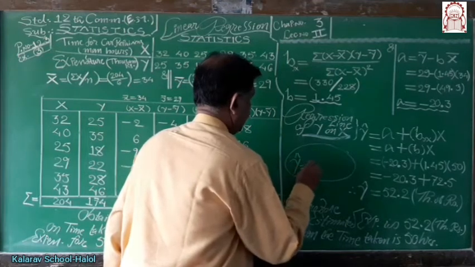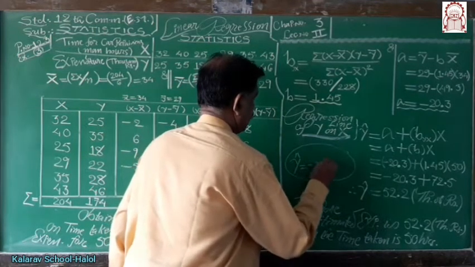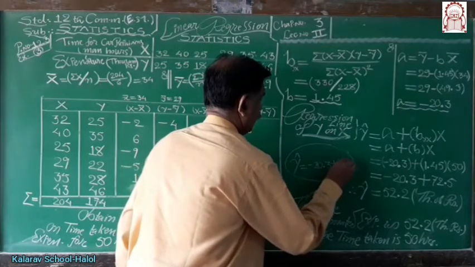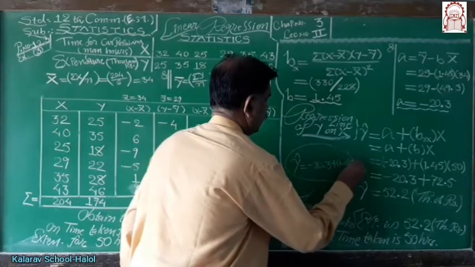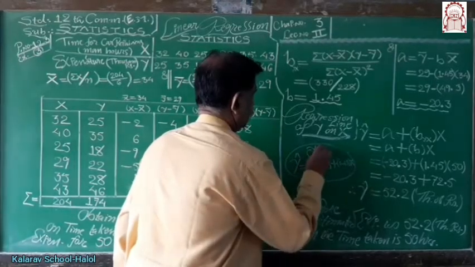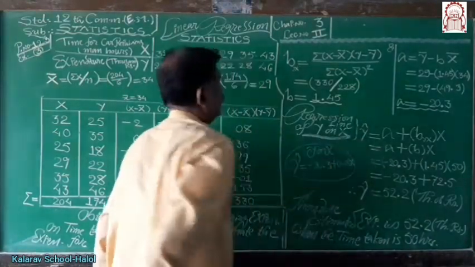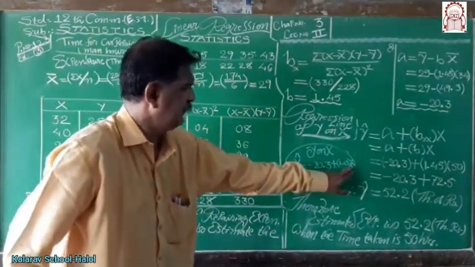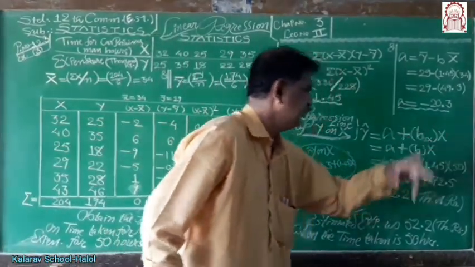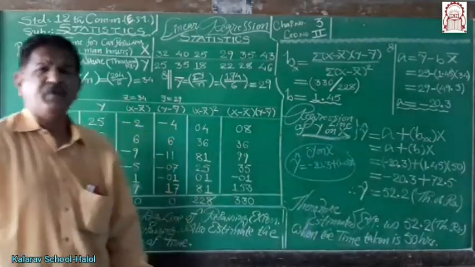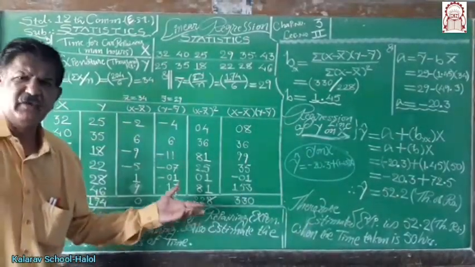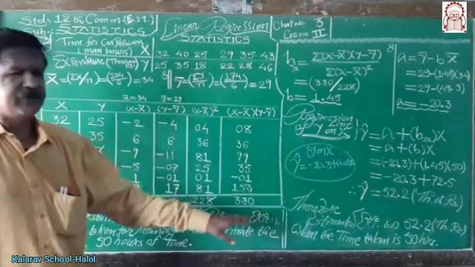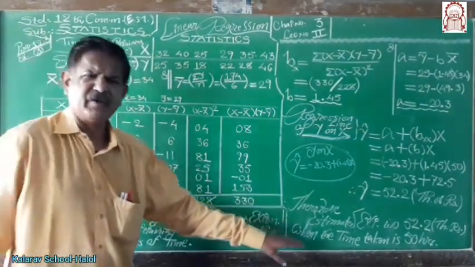Y cap equals minus 20.3 plus 1.45 times x. This is the regression line of y on x. X is given to be 50, therefore we have to substitute this. Be careful about simplification, about calculation, about sign, so that you can get full marks. This example can be asked for 3 to 4 marks.